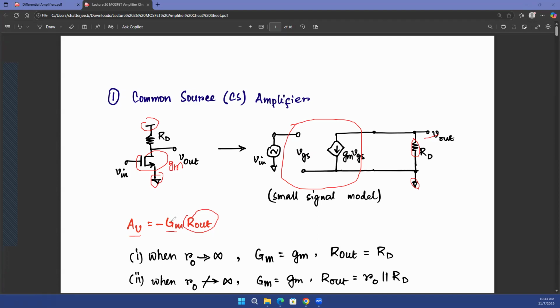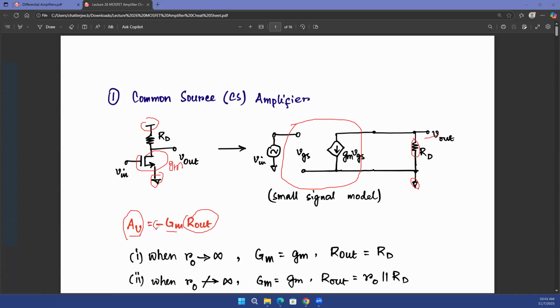So output current multiplied with output resistance, that will give you output voltage. And of course, because Gm is output current divided by input voltage, on the numerator you'll have output current multiplied with output resistance, that will give you output voltage. In the denominator, you'll have input voltage. So that ratio is nothing but your voltage gain ratio. Okay? And that's why any voltage gain can be represented as the multiplication of Gm and Rout.